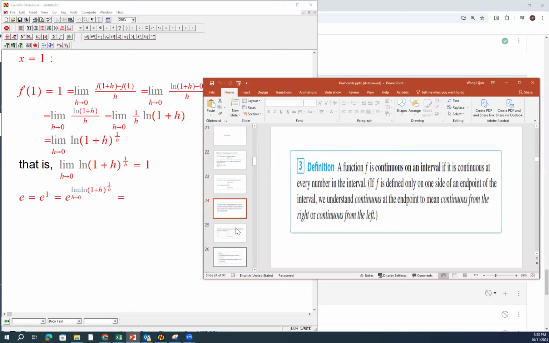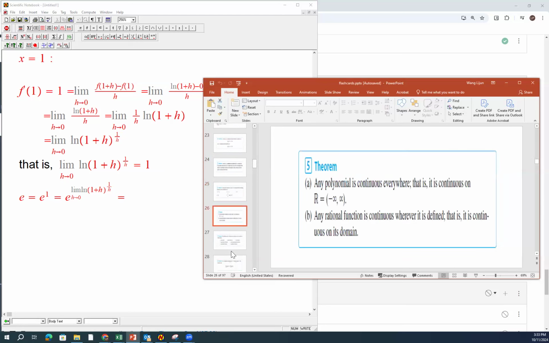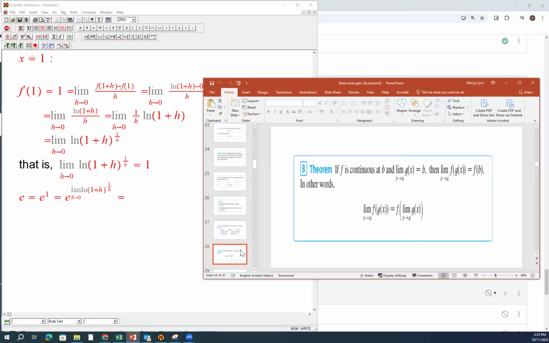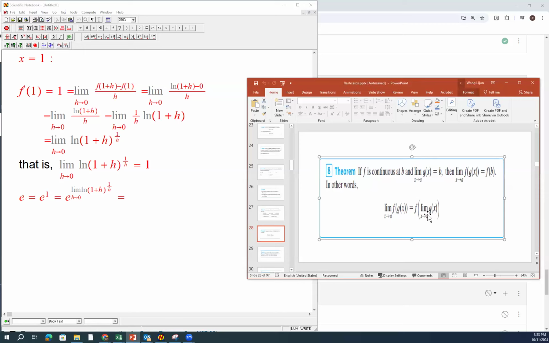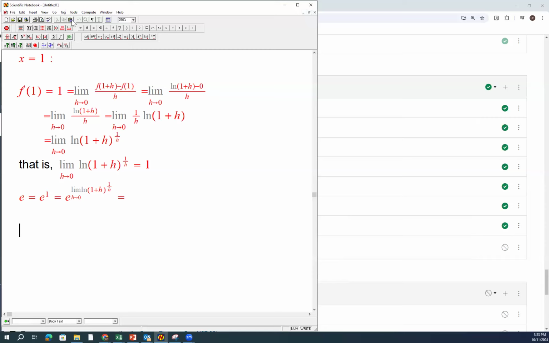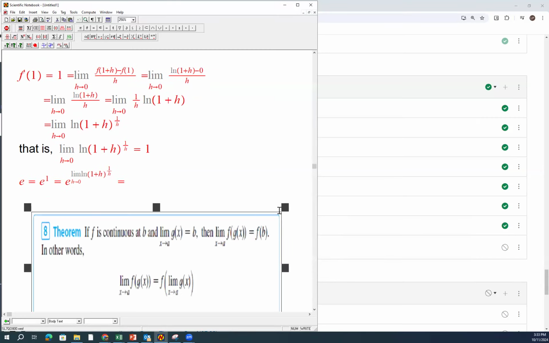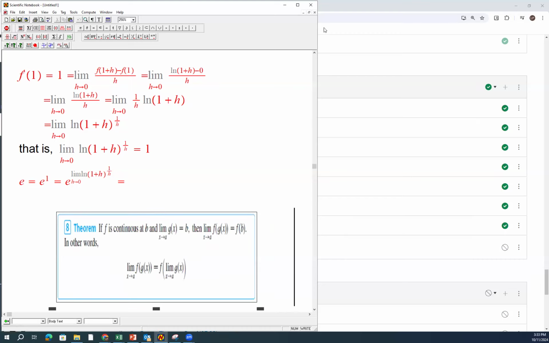We're getting closer and closer. So this is the one I'm looking for. What this theorem says: f is continuous. Well, e to the power x is a continuous function everywhere. So I'm going to copy this piece and bring it to our screen, so we can use a larger screen.